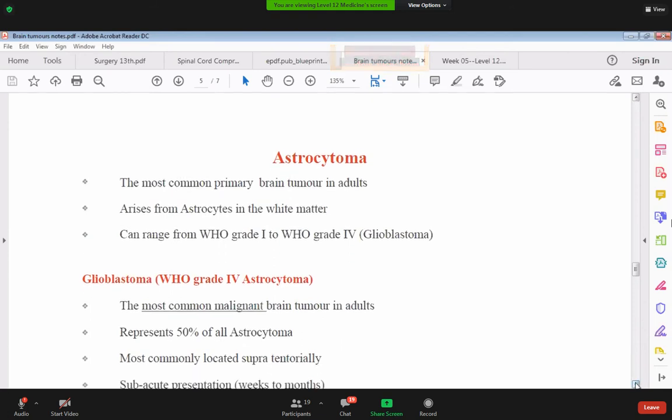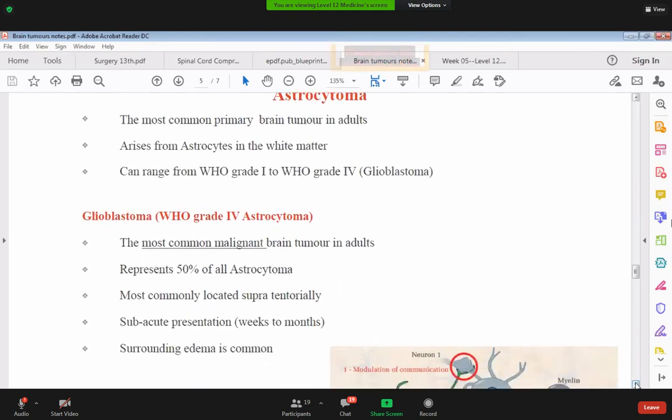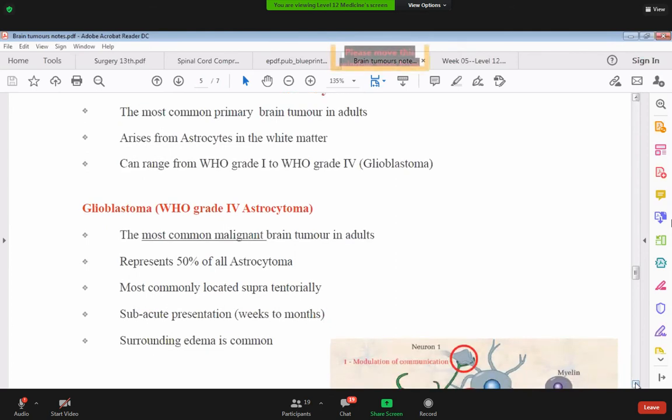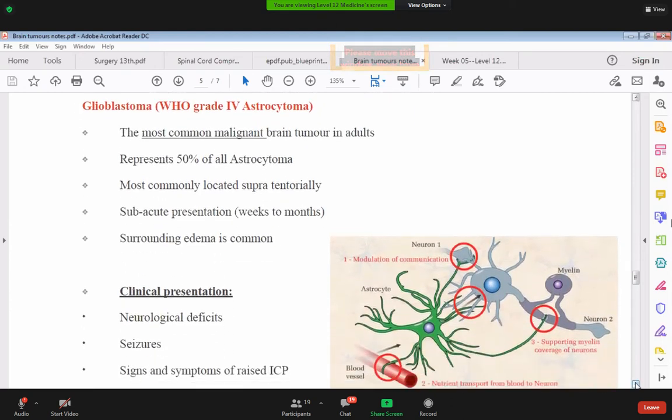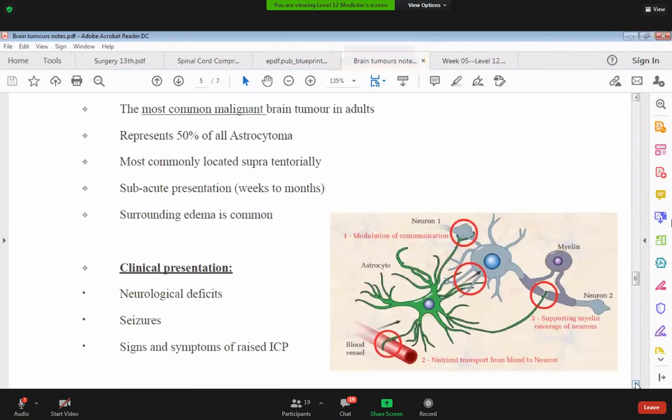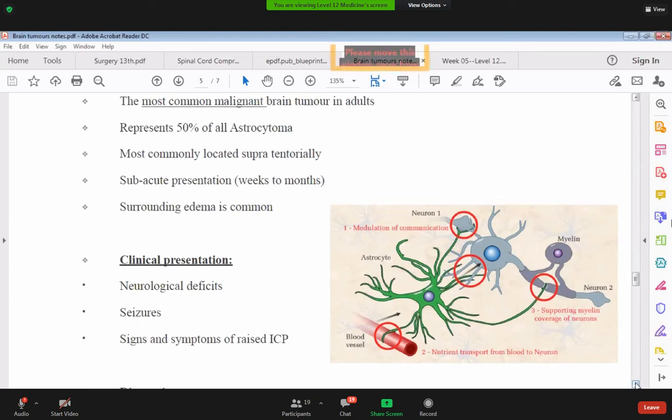Okay, now the glioblastoma is a WHO grade 4 astrocytoma. It is the most common malignant brain tumor in adults, and it represents about 50% of all astrocytoma. Usually it is located supratentorially. If you talk about the location, usually they are in the supratentorial region. They have subacute presentation. It takes about weeks to months to develop the symptoms after the appearance of the malignant lesion. And surrounding edema is common. Clinical presentation can be in the form of neurological deficit of the affected area, seizures, and signs and symptoms of raised intracranial pressure.